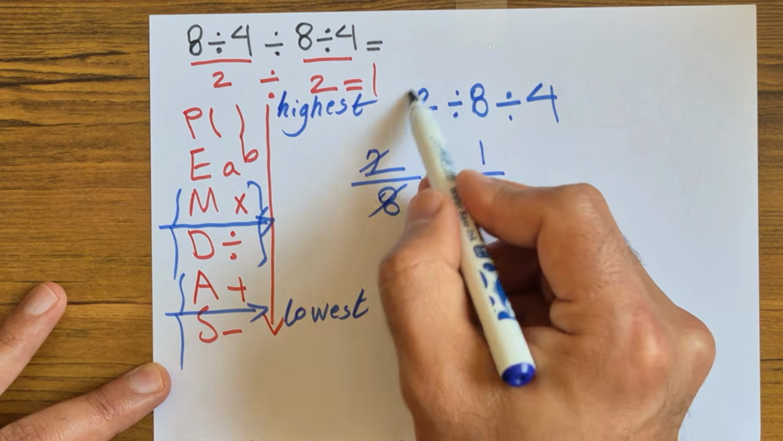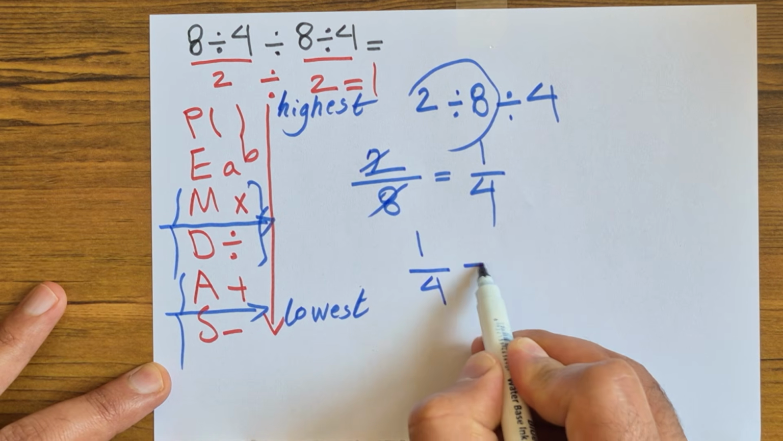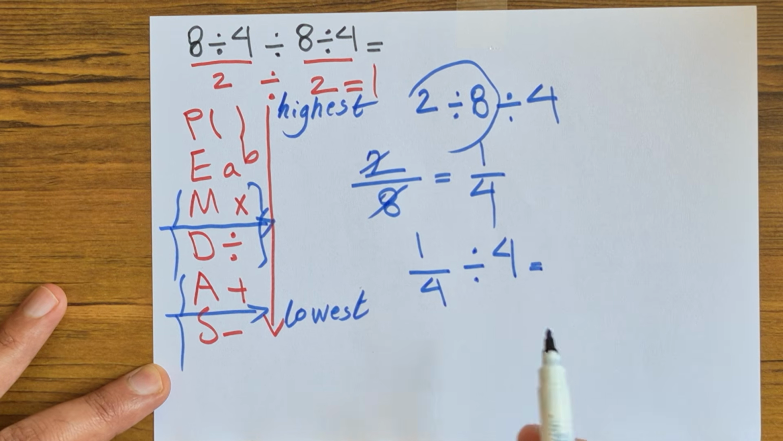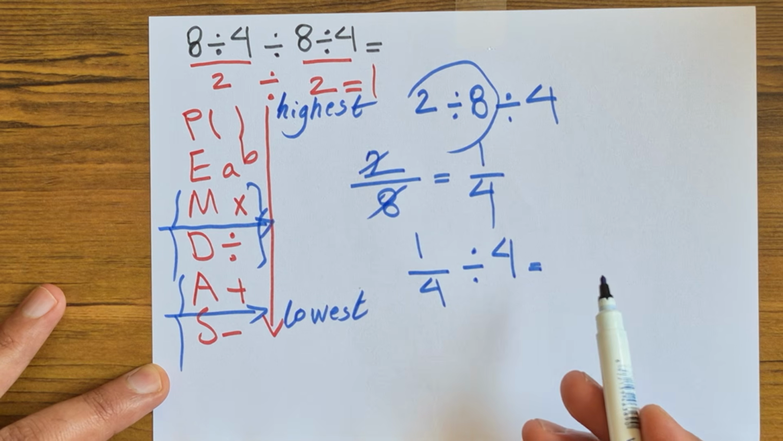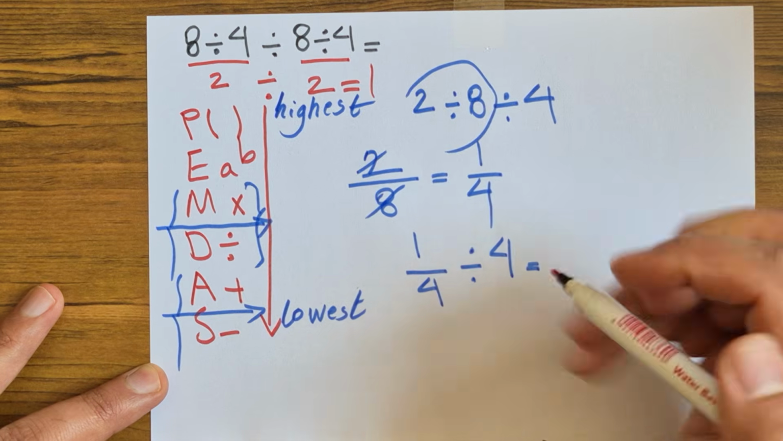So let's now replace 1/4 here. So 1/4 divided by 4 gives us what? So pay attention, this is not a multiplication. You can't say 1, it's impossible. So maybe a quick tip here.